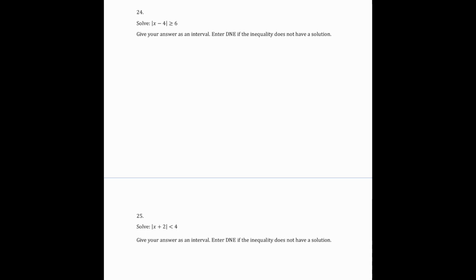Question number 24, we need to solve the inequality the absolute value of x minus 4 is greater than or equal to 6. Because this is an absolute value, we know that we're going to split it into 2, just like the equations. But because this is an inequality, when we do the negative side, we're going to flip the sign. So x minus 4 remains the same, the sign remains the same, greater than or equal to 6. The other side, x minus 4, and here is negative 6. The sign is going to flip, so it's going to be less than or equal to negative 6.